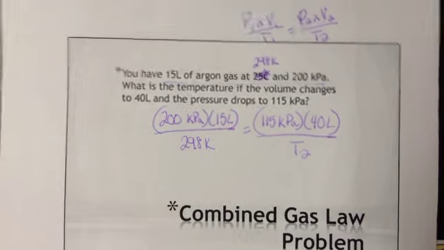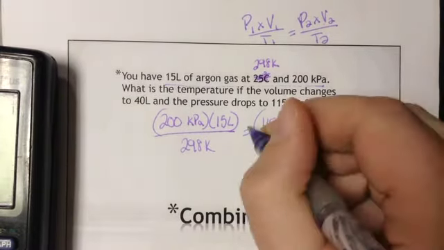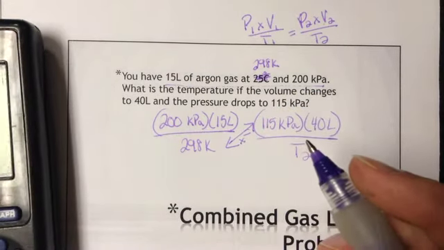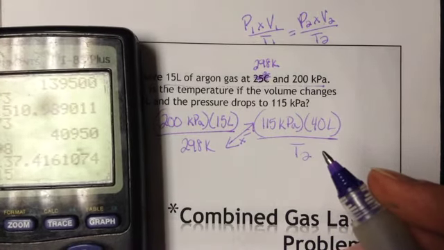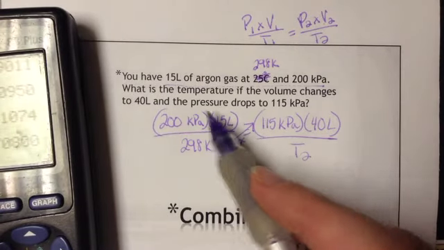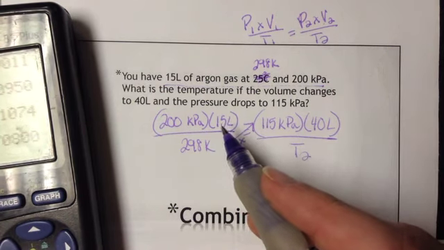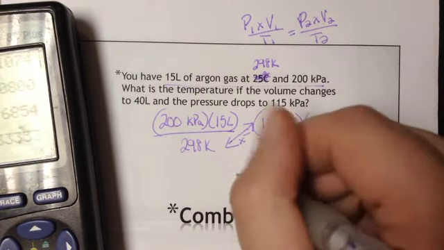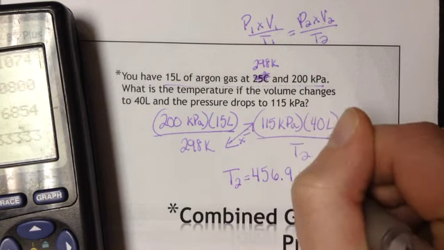So how am I going to solve this? Same thing, I'm going to cross multiply and divide. So I'm going to cross multiply away from my unknown. So I'm going to multiply all three of those numbers. So I'm going to go 298 times 115 times 40. And then I'm going to divide by both of these. The ones that are with my unknown, I'm going to divide by. So I'm going to divide by 200. Then I'm going to divide by 15, and I get T2 is equal to 456.9 Kelvin.